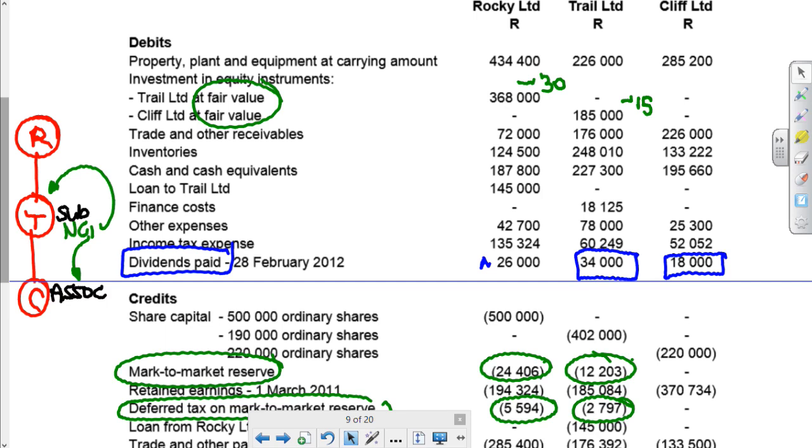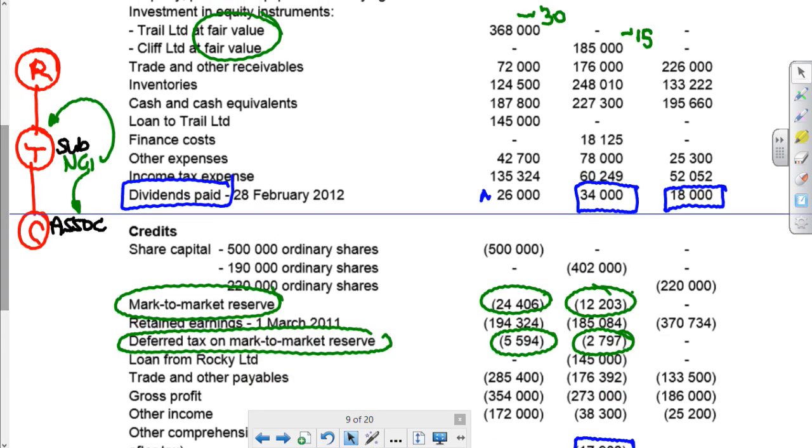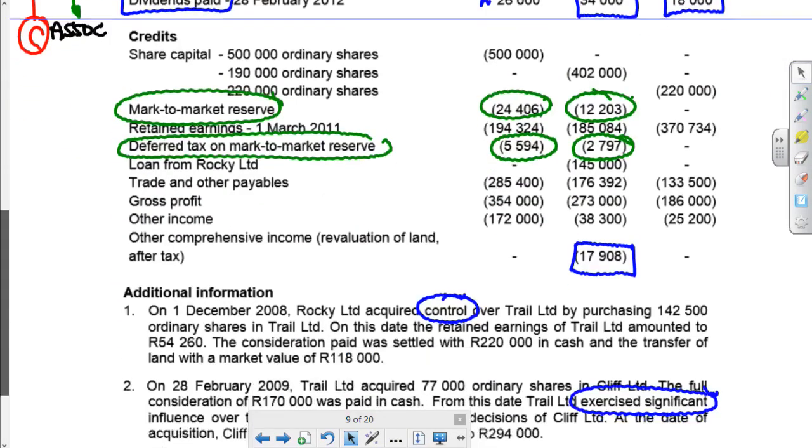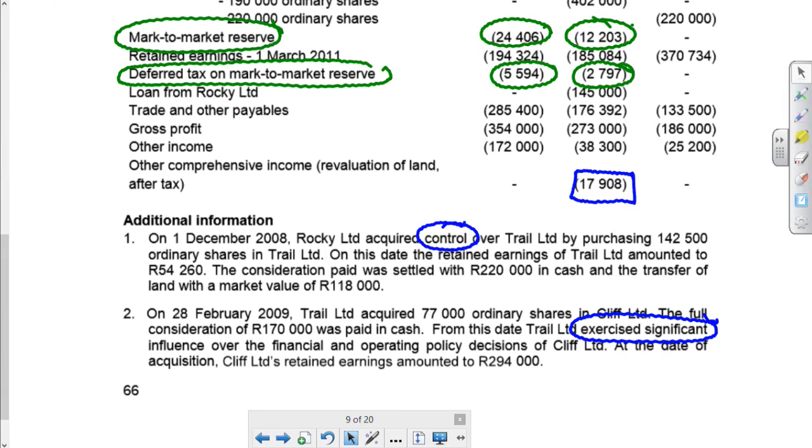You can put your dividends straight into your calc. For the retained earnings, start a calculation that starts with the parent's retained earnings, obviously. And then you're going to start doing the additional work. Additional work: 1, acquisition of Trail; 2, acquisition of Cliff.